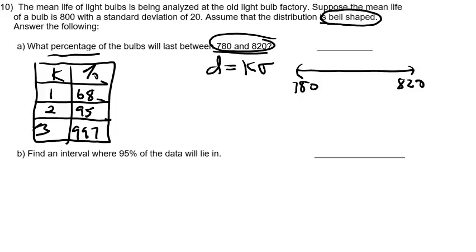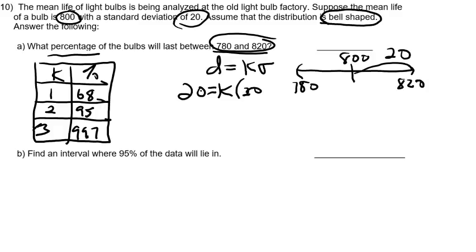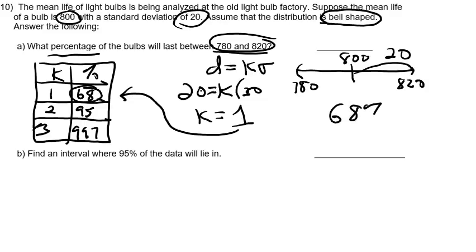Because again, the mean is in the center. And so our distance is 20. So 20 is equal to the unknown value K times sigma, which is 20. So K turns out to be 1. If we bring this over here in the table, K is equal to 1, is indicating that about 68% of the population will fall in that interval.